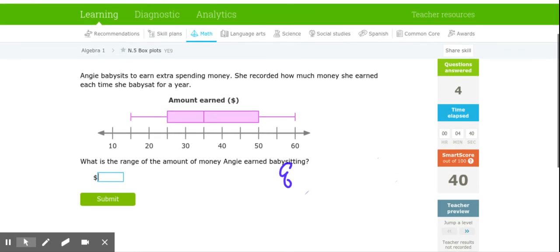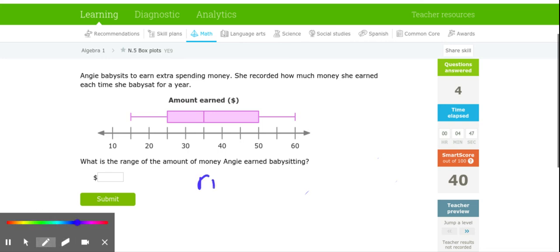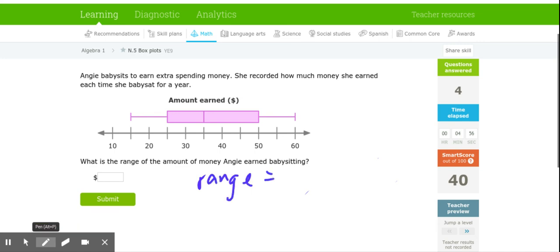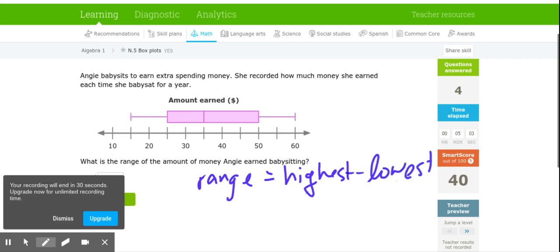All right, so this time they're asking us for the range, not the interquartile range, just the regular range. So just a reminder, range is equal to highest minus lowest. So that's going to be this value here minus this value here. So 60 minus 15, which equals 45.